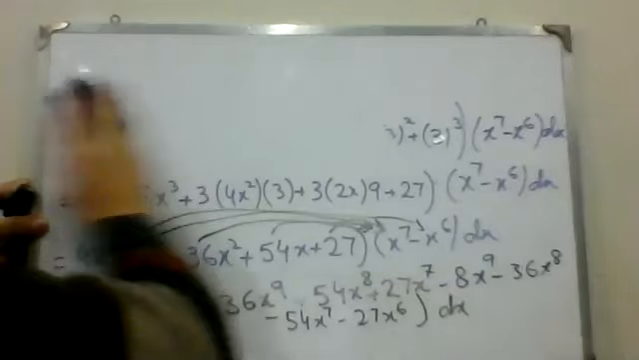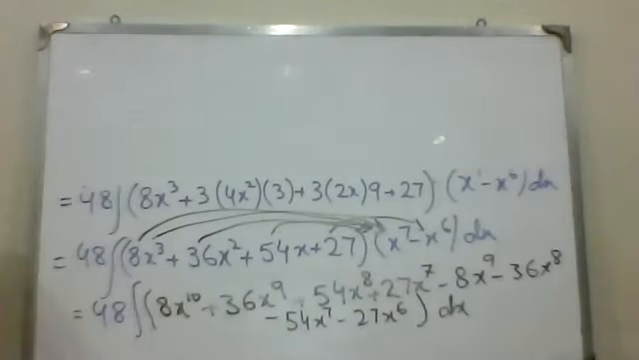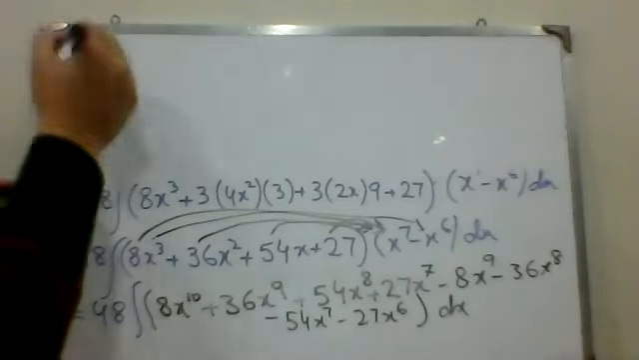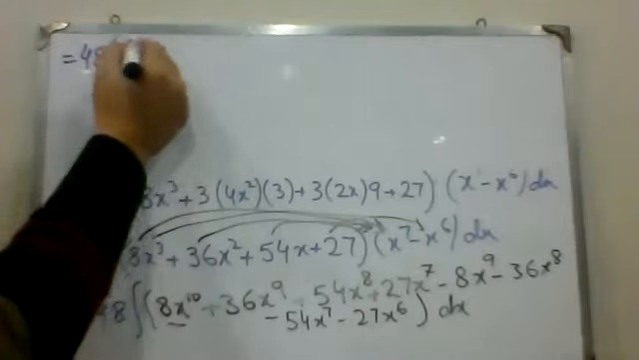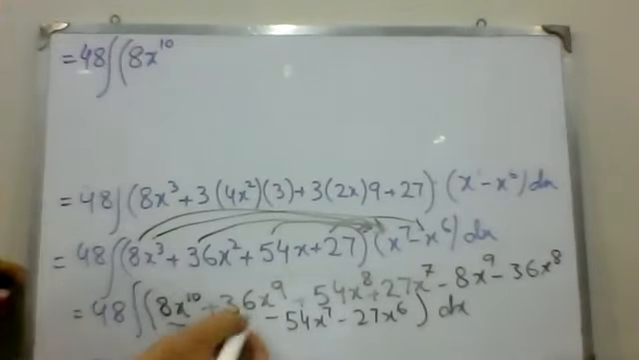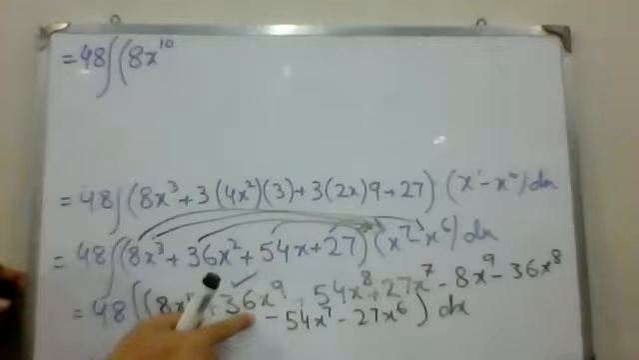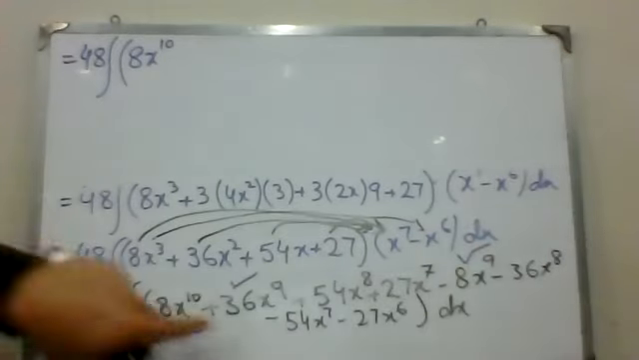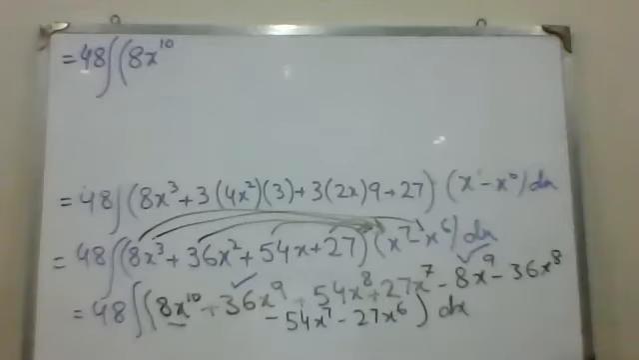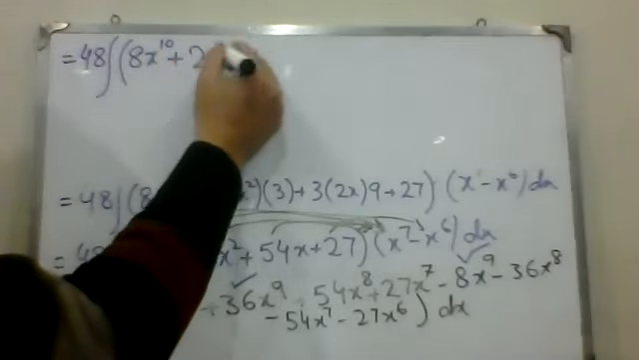Now you can solve and integrate separately. Here you can see that 48 integral bracket, first we resolve the brackets. 8 x to the power 10. Okay. 36 x to the power 9, other minus 8 x to the power 9. 36 minus 8 is what? 28. So we'll write here 28 x to the power 9.